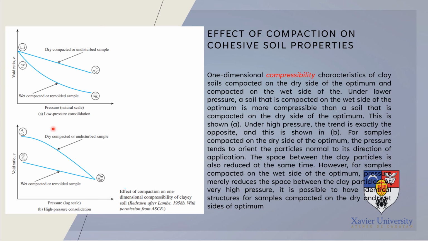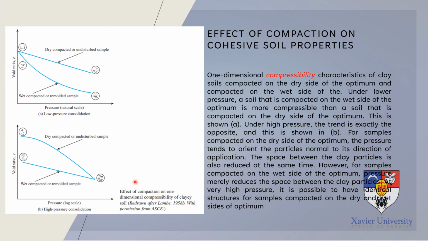A is actually the low pressure. The pressure tends to orient the particles normal to its direction of application. And under high pressure, the trend is exactly the opposite. So the space between the clay particles is also reduced at the same time. However, for samples compacted on the wet side of the optimum moisture content, pressure merely reduces the space between the clay particles. At very high pressure, it is possible to have identical structures of soil samples compacted on the dry and wet sides of the optimum moisture content.